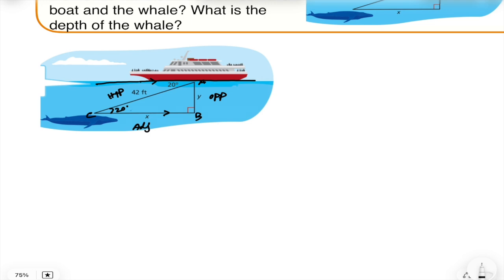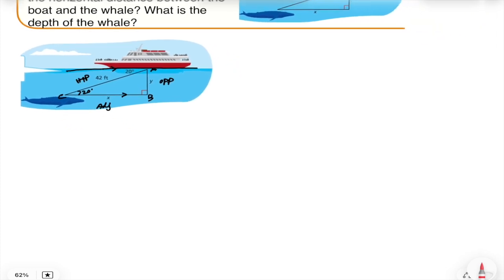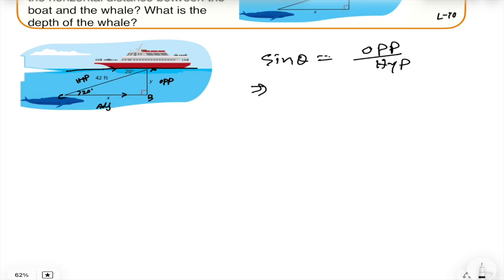At first, y. So y means opposite, and the given value, the hypotenuse, is 42. Opposite and hypotenuse, it is sine, right? Yes, sine. So sine theta equals opposite over hypotenuse. What is the theta value? Theta value is 20 degrees. What is the opposite value? Opposite value is y. What is the hypotenuse value? It is 42 feet.